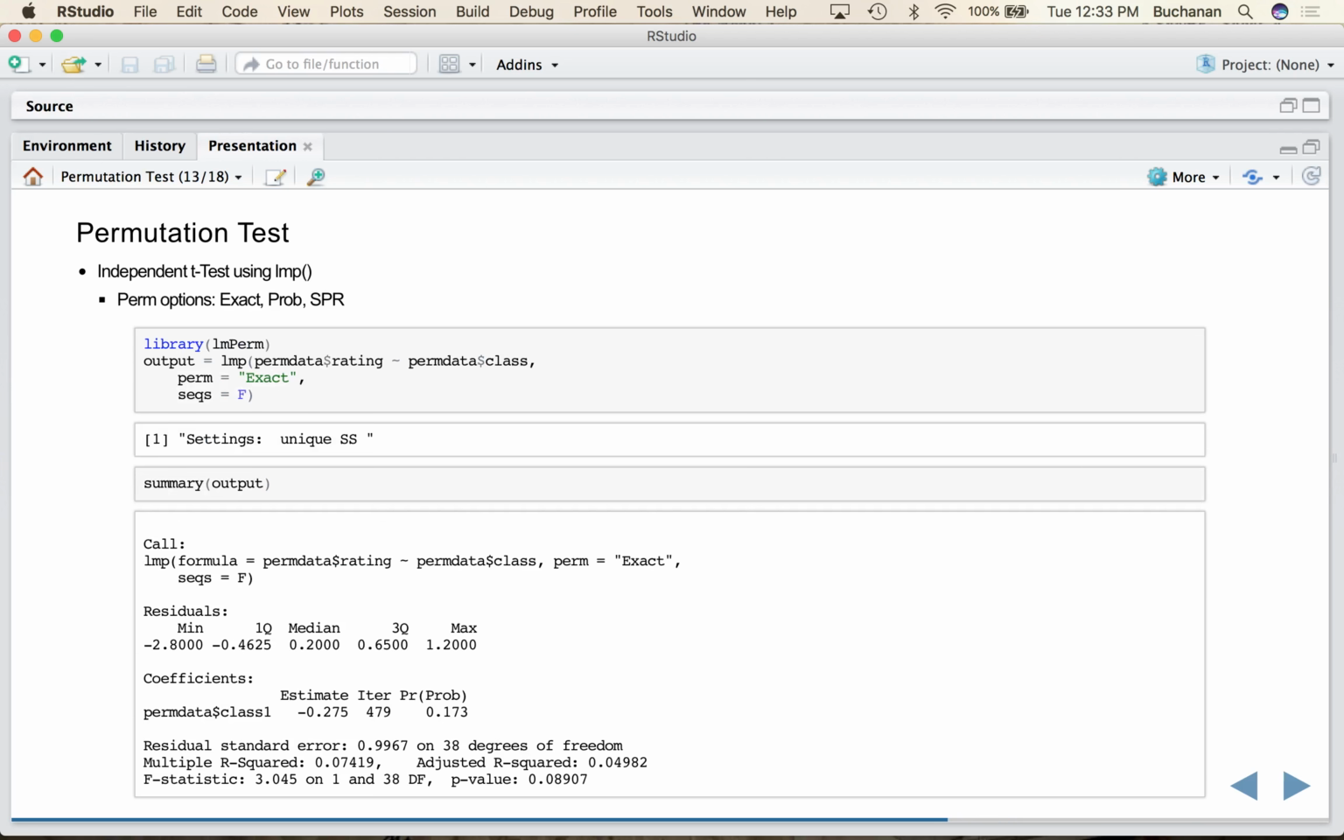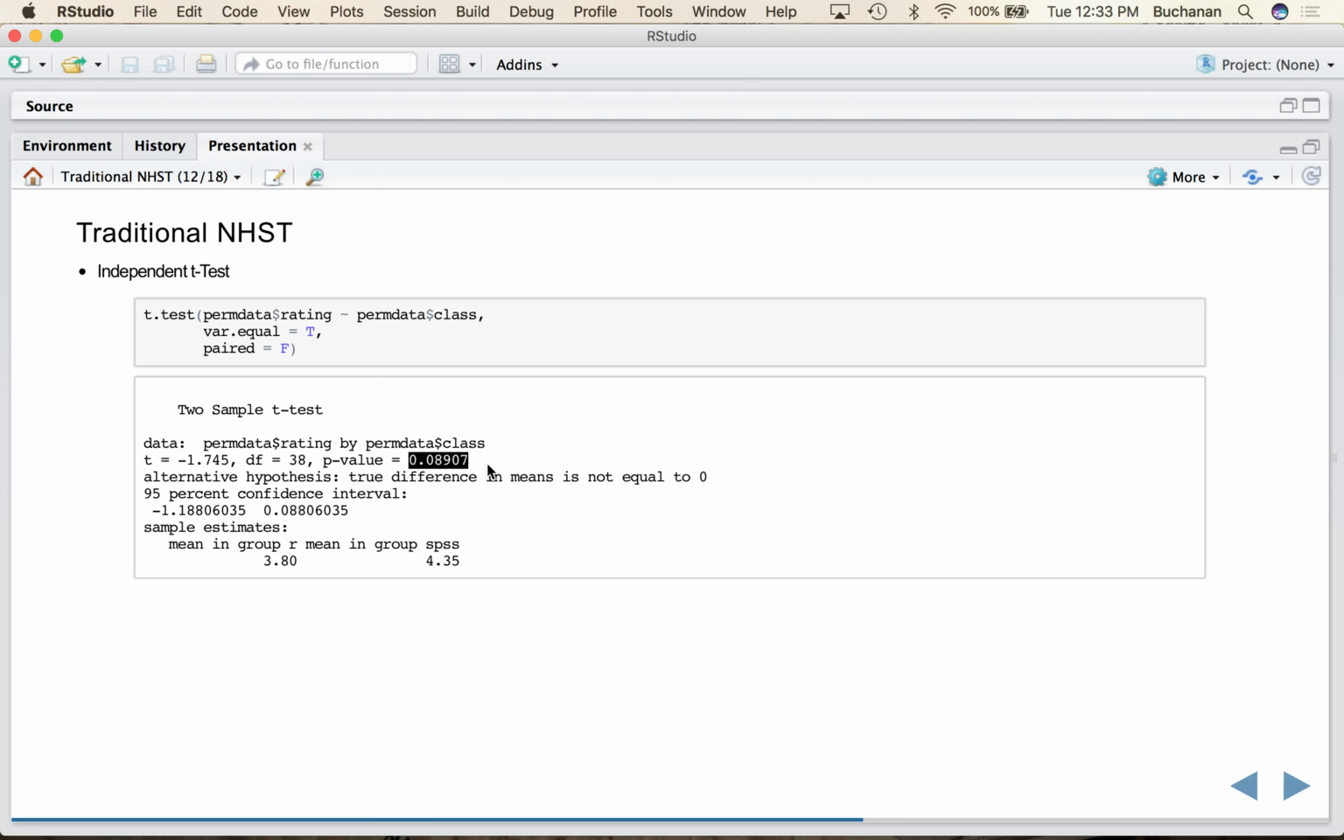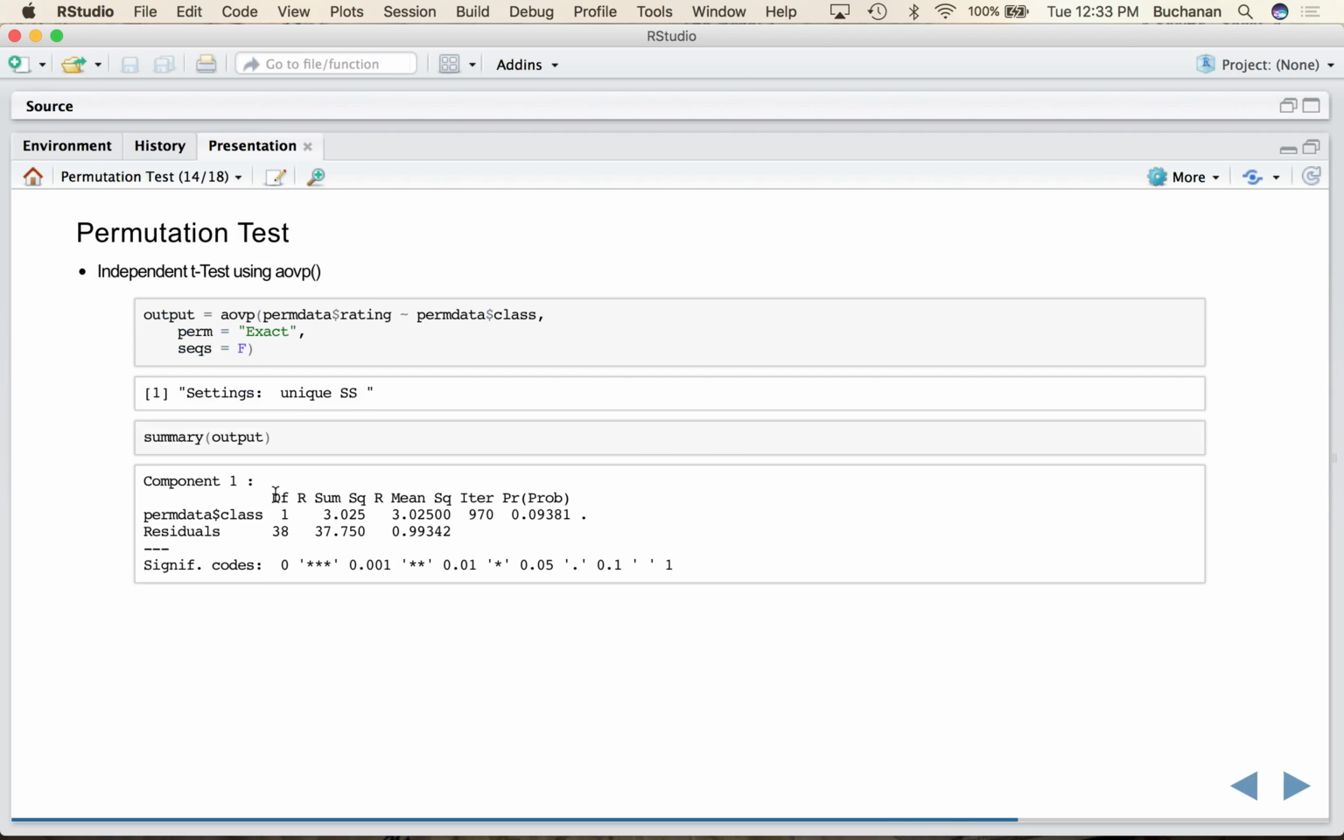And here's my p-value. I'm going to compare back two slides here to the p-value for my t-test. Okay. And so they're actually giving me roughly the same answer, although I don't know that that's always going to be true. So I could run this t-test or AOVP several times, and you're going to get different p-values here because of what it's doing. It's permutating in different ways. It did run 970 iterations for this p-value here. And then I could report this in a traditional sort of F statistic way.